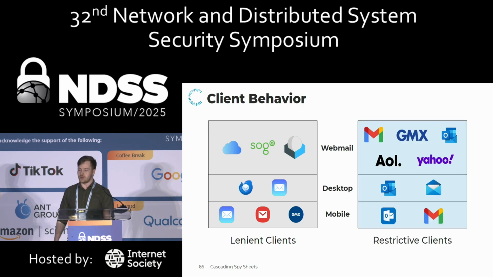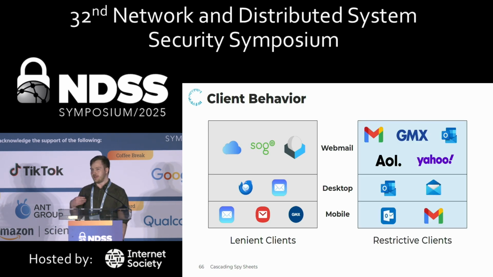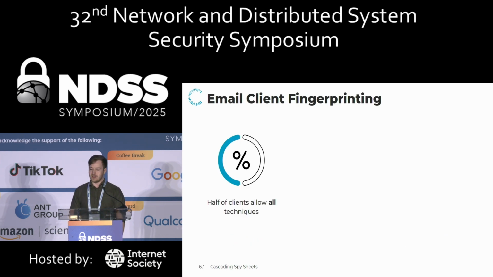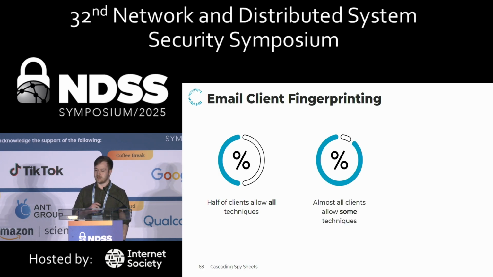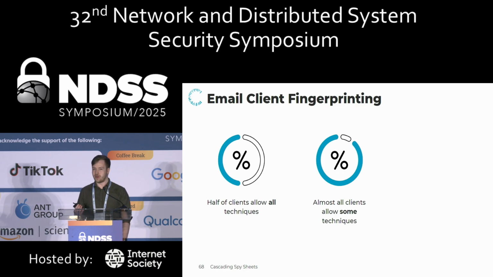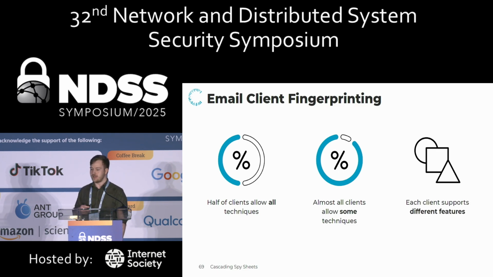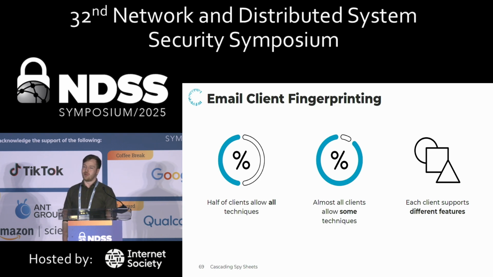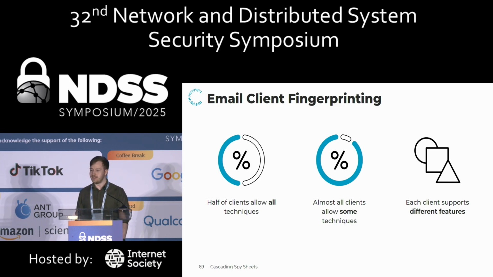On the other hand, we also have more restrictive clients. This doesn't mean that they are not susceptible to fingerprinting, but we cannot do arbitrary fingerprinting in there. For example, they take certain features like container queries away from us. So the summary here is that about half of clients allow all techniques. Almost all clients allow at least some techniques, mostly related to the screen of a device. And sadly, each client supports a vastly different feature set, making this kind of analysis necessary in the first place.